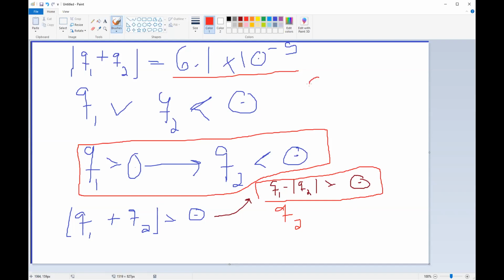Gives us Q1, the thing we were using before, minus Q2. So adding the positive and the negative still equals a positive, is what you're saying. Yeah, because adding them together is still a net positive charge, then the inequality gives us this.